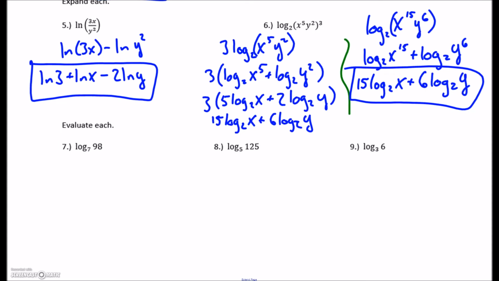If I take a look at the next one, for these it says to evaluate each, and I can evaluate some of these by hand if the numbers work out well, but most of the time I'm just going to be evaluating these on the calculator.